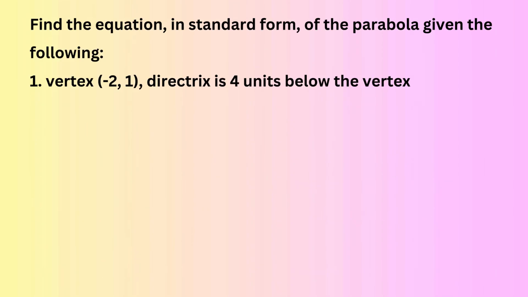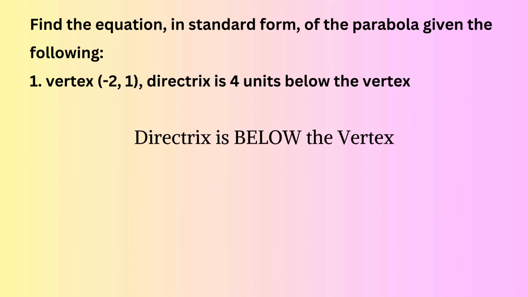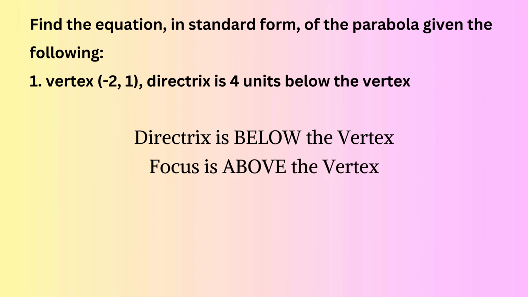For the first one, we are given a parabola with vertex at -2, 1, and the directrix that is 4 units below the vertex. How do we find its equation, in standard form? If our directrix is below the vertex, then it follows that our focus is above the vertex. Therefore, the parabola opens upward.